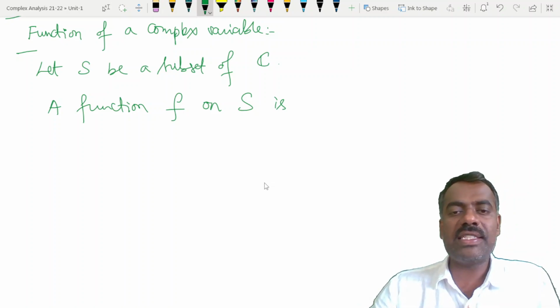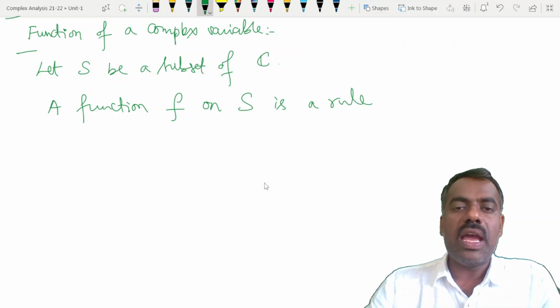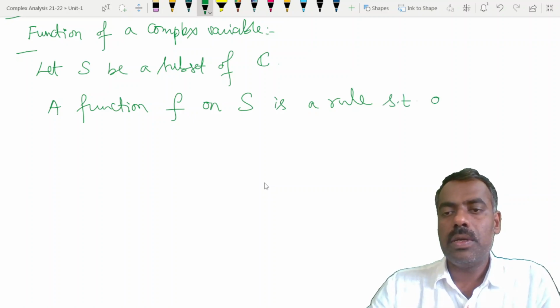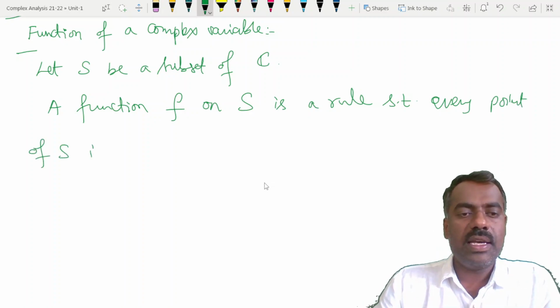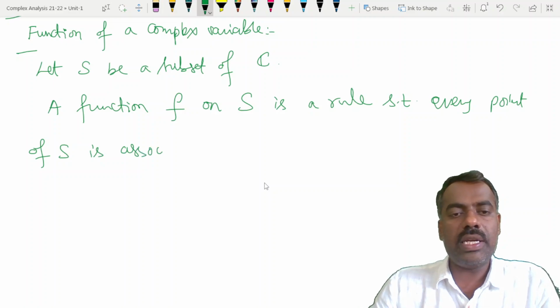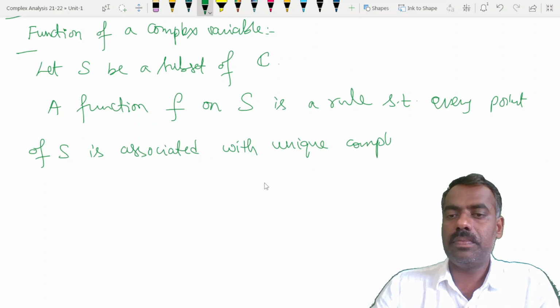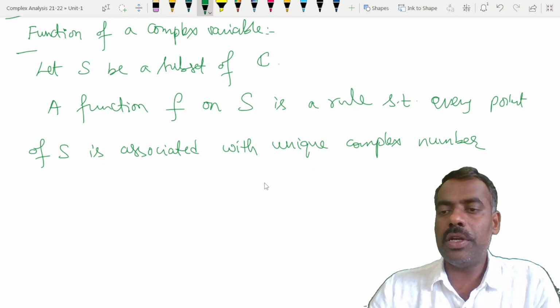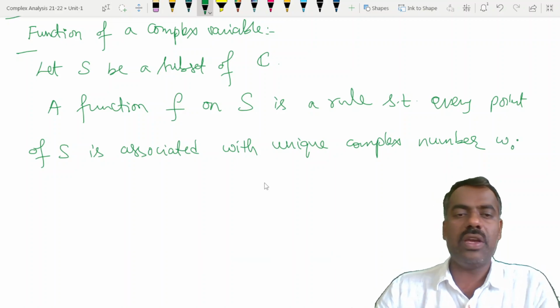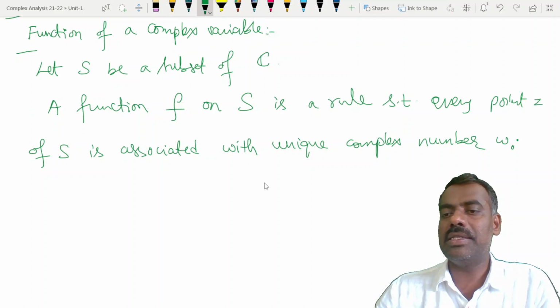So a function f on S is a rule, if you want you can call it a rule, such that every point of S is associated with a unique complex number. If you want, you can call it the unique complex number w naught. So every point z of S is associated with a unique complex number.